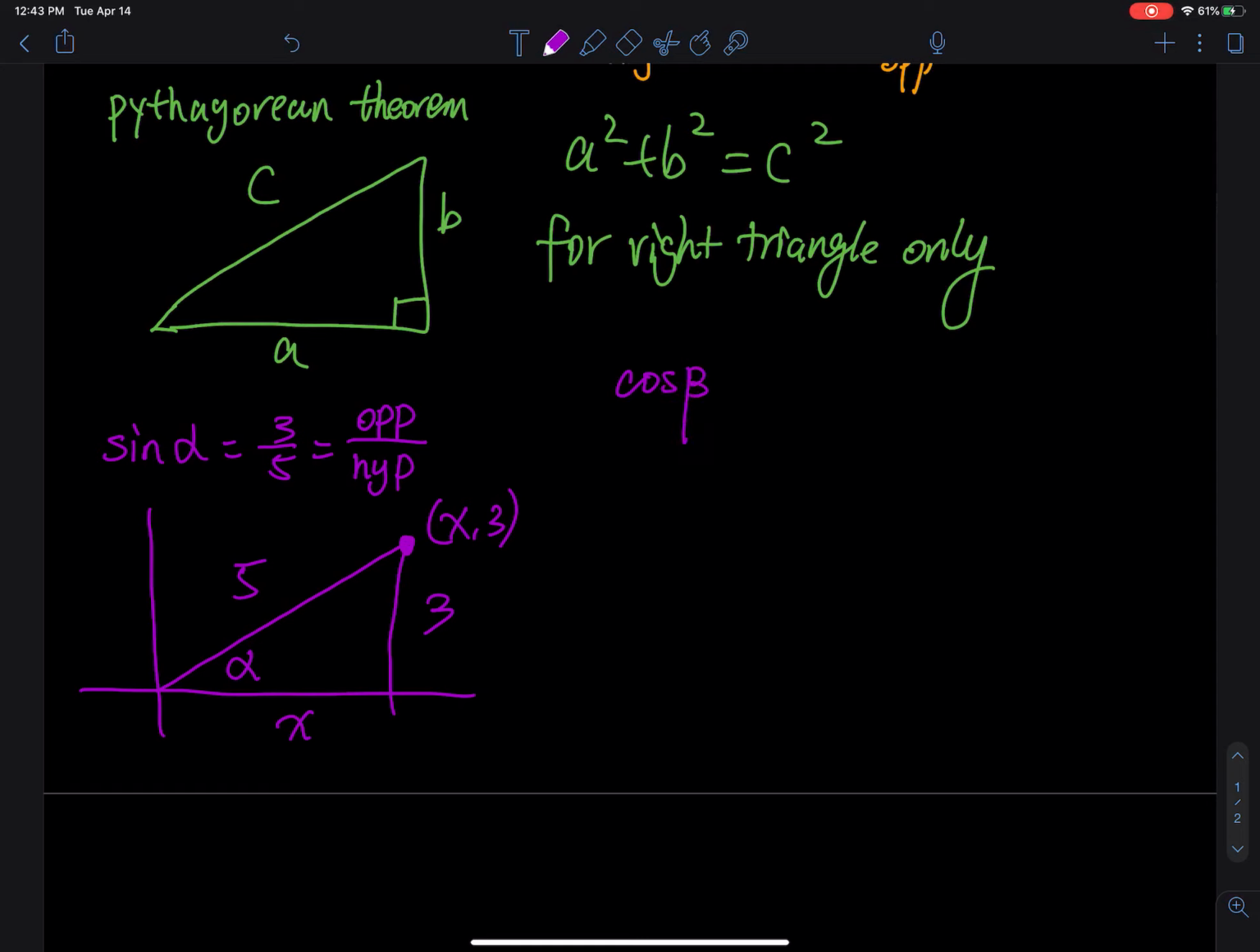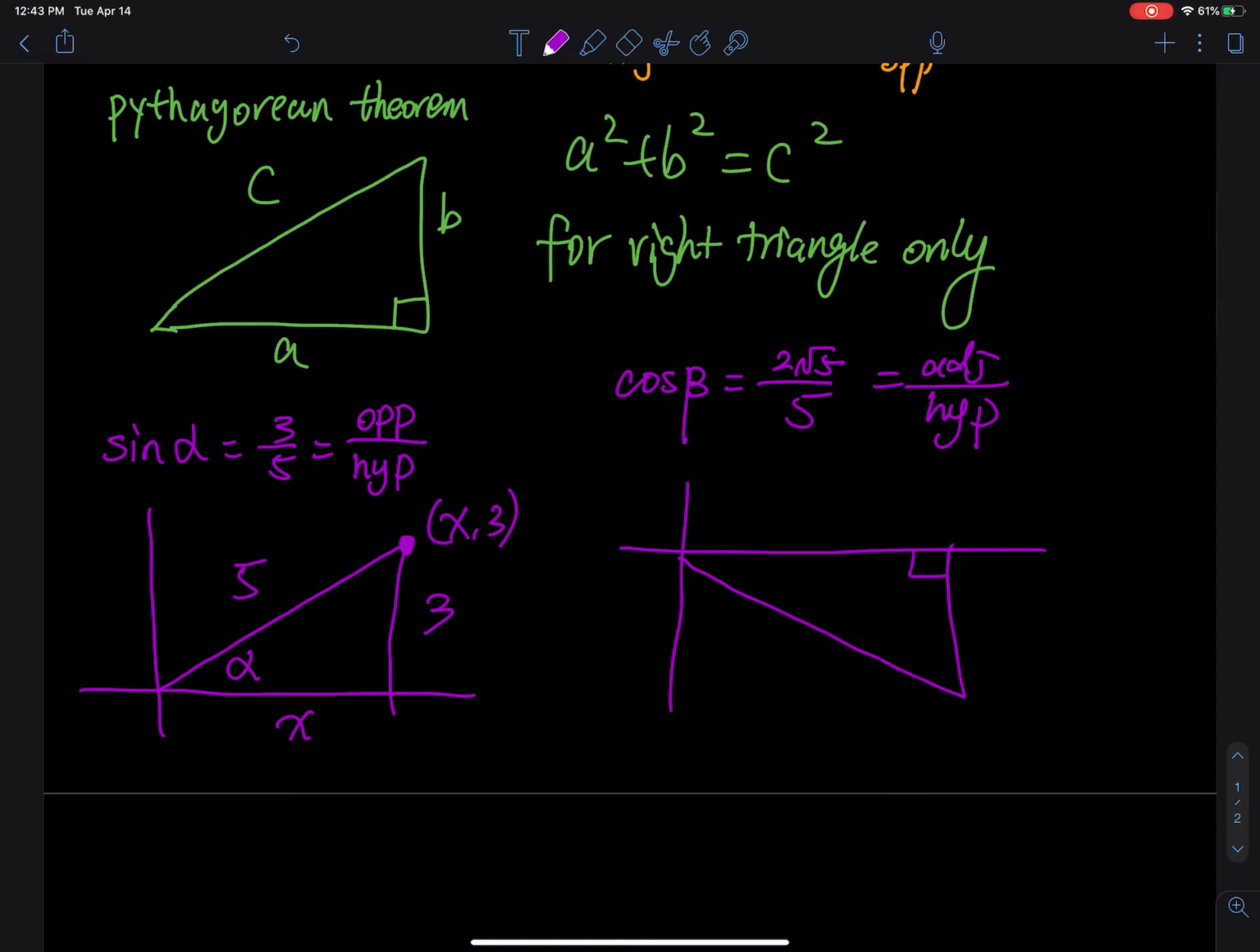And then for the other one, let's write it down first. Cosine of beta is 2 root 5 divided by 5. CAH, right? So adjacent divided by hypotenuse. And then we draw a triangle in what quadrant? In quadrant 4. This is a right triangle, and we have the 2 root 5 adjacent and the hypotenuse. This one we don't know. This is y. The x value is 2 root 5. The y value we don't know, but since it is in quadrant 4, y must be negative.